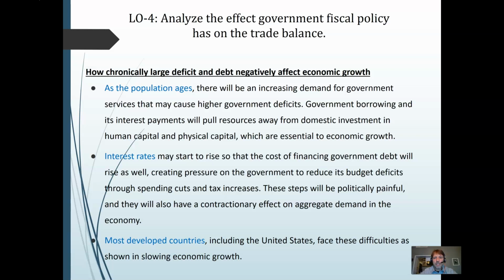So large deficits and debts can negatively affect economic growth. That probably doesn't surprise you.